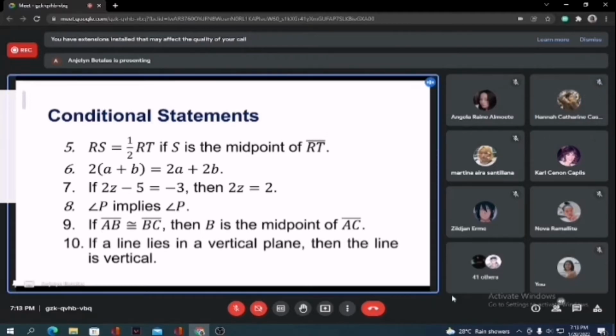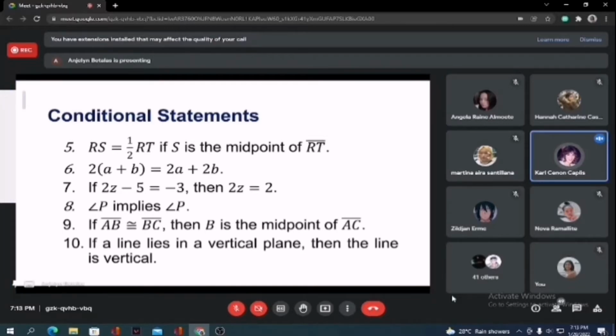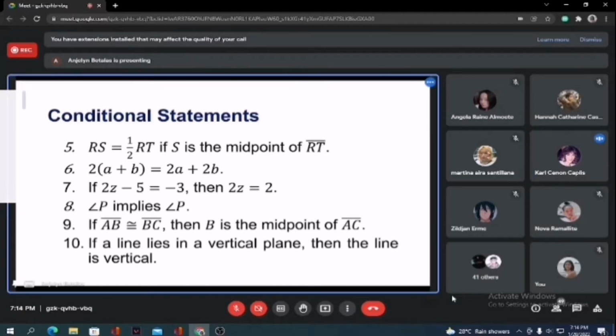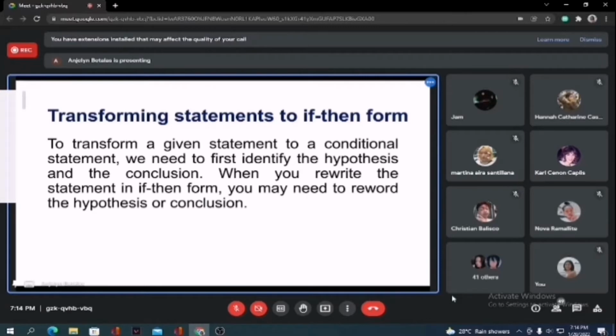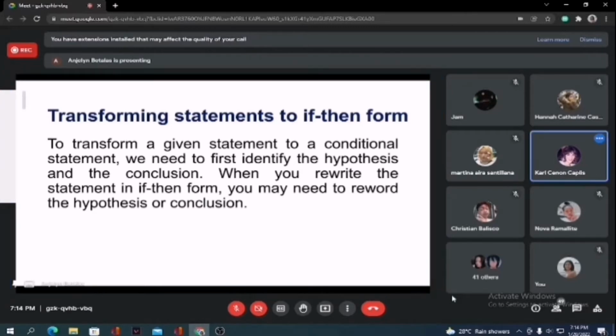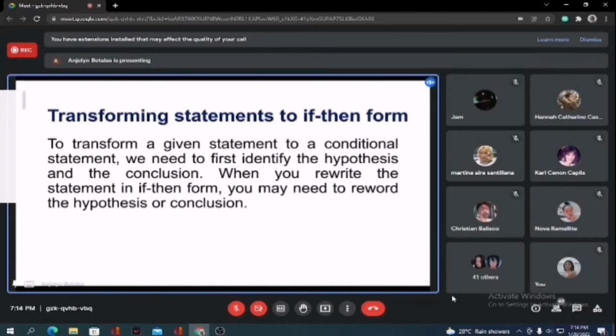The hypothesis is a line lies in a vertical plane, and the conclusion is the line is vertical. Okay, thank you. Please follow this pattern when answering.